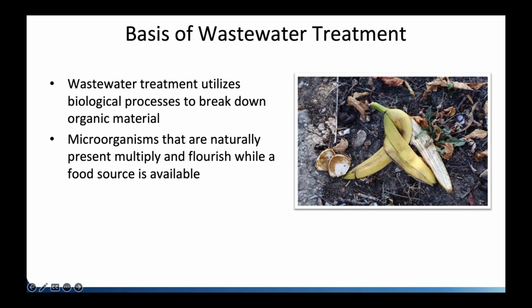and you come back 2 weeks later, that banana peel's gone. What happened? Nobody picked it up, right? It was broken down by microorganisms. In some cases, it can be insects and ants and things like that too, but it decomposes in place. And it's the same thing that we're trying to do in wastewater plants, except we're trying to do it in water itself, because that's where the organic material is.